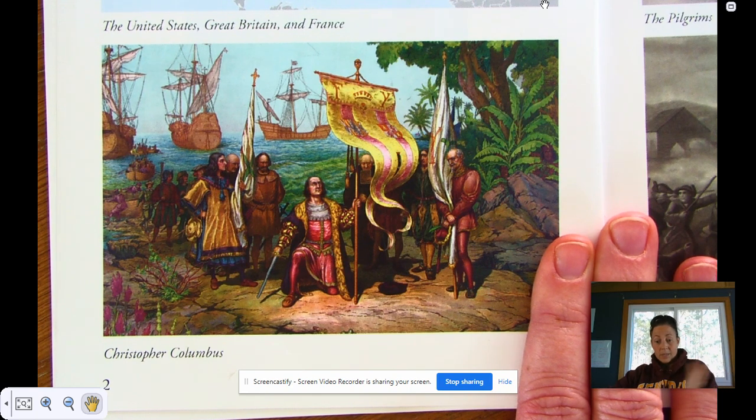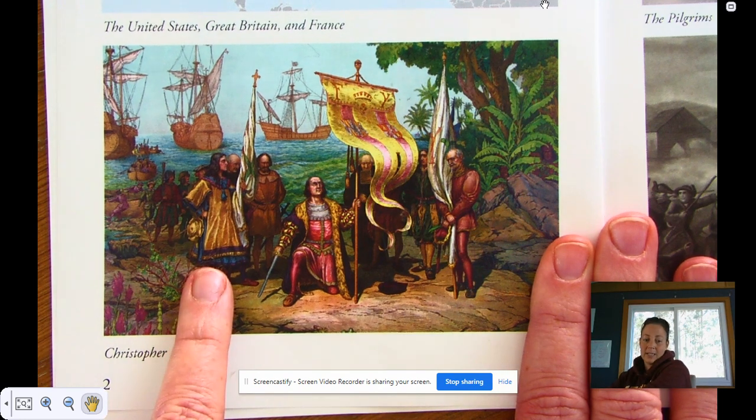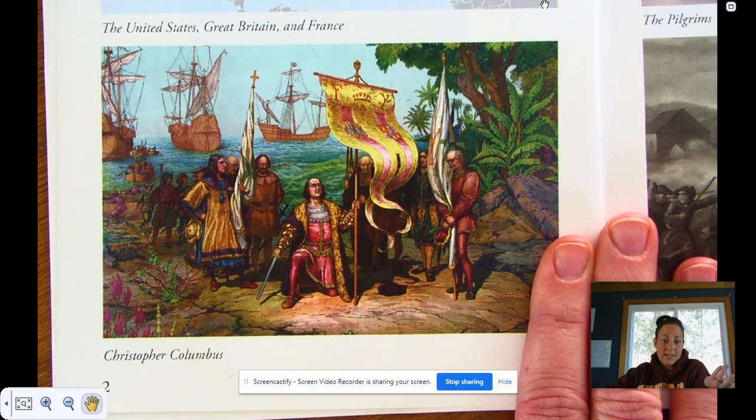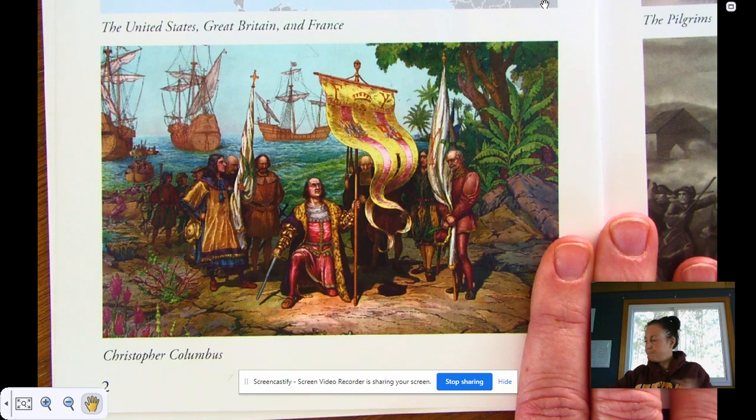Well, Columbus had thought that he reached India when in actuality he had landed in North America. So when he first saw the people here, he named them Indians because he thought he was in India. Okay. And then they made many voyages thereafter to the United States.